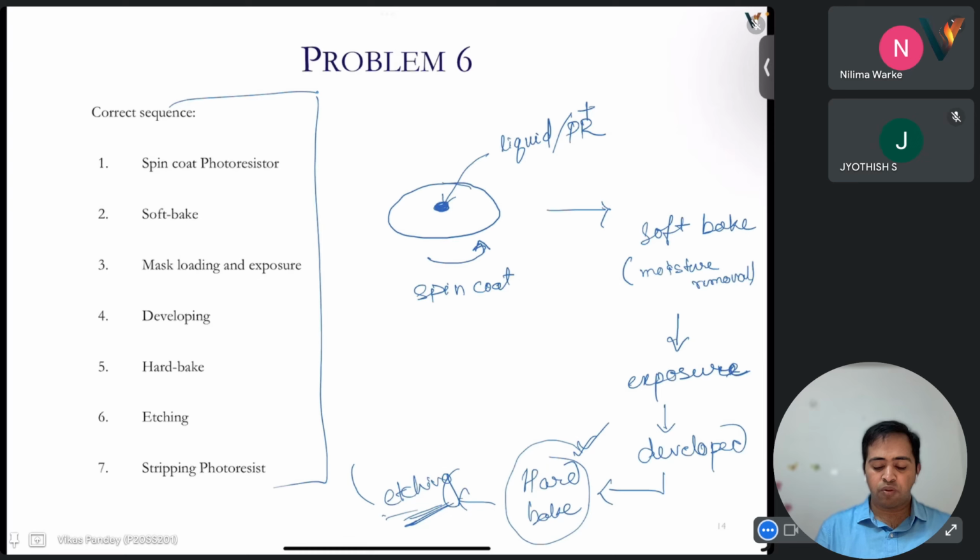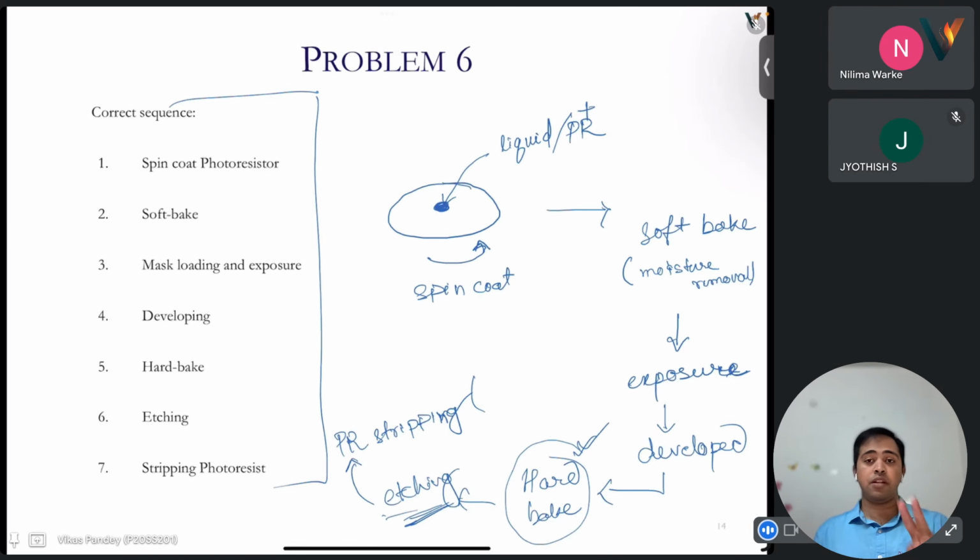Once etching is done, now we are not in need of the photoresist. But since we have already hardened it, it cannot be removed very easily. We will have to go for some special chemicals. Generally, in case of positive photoresist or even negative, acetone works fine. So we go for PR stripping, and our structure will be made. Any confusion in this? Clear? So for stripping purpose, acetone is used.